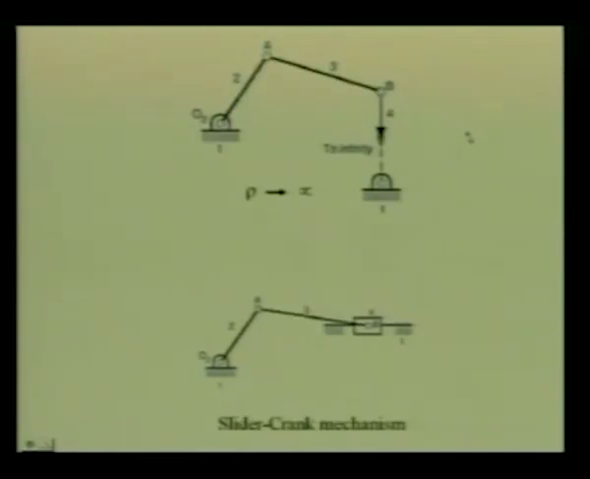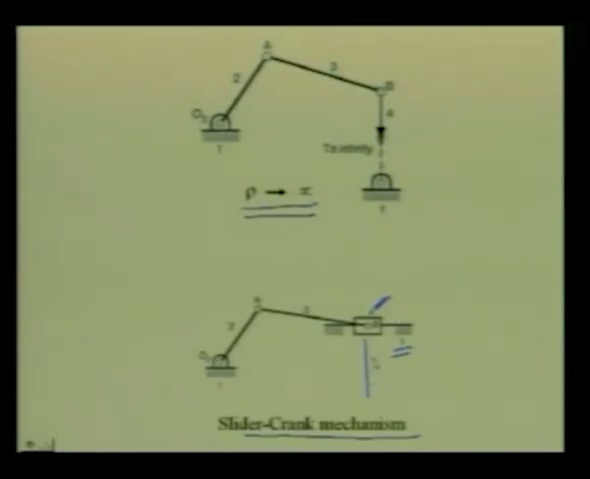Now, in the previous figure, if the radius of curvature rho is allowed to increase indefinitely and becomes infinite, then that rotary motion of the link 4 is converted into translatory motion of link 4. So, as rho goes to infinity, this revolute pair, which goes to infinity, boils down to a prismatic pair between link 1 and link 4. So, again we get a slider crank mechanism if the radius of curvature of the curved slider tends to infinity.